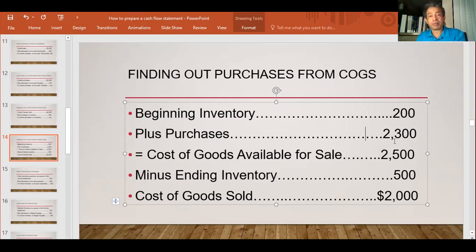But the shortcut is much easier because I'd start with cost of goods sold now, and then look at the change in my inventory. Change in inventory was $300 positive. Beginning was 200, ending was 500, so it has increased by $300. So simply add the increase. Cost of goods sold plus increase gives you the purchase number. Why plus increase? Because you must have purchased more, otherwise your inventory would not have gone up.